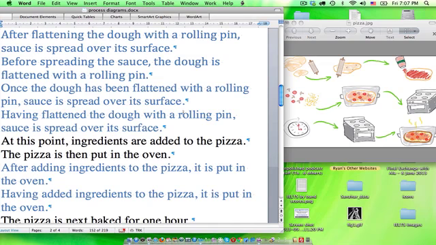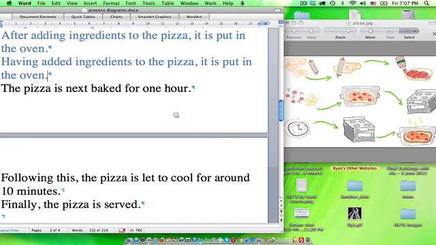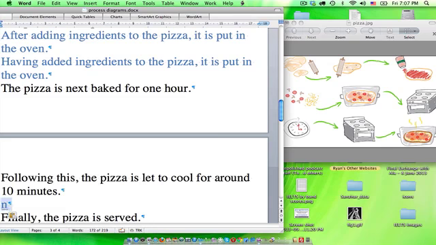So I think you get the basic idea, and then we come to our last couple here. So the pizza is next baked for an hour. Following this, the pizza is let to cool for around 10 minutes. And just real quickly, I could just show you. I mean, we could do one, for example.